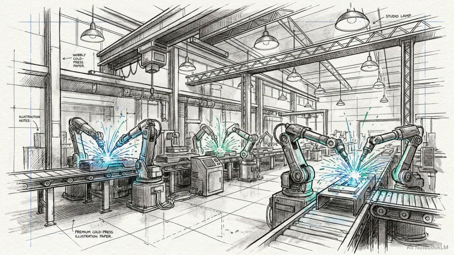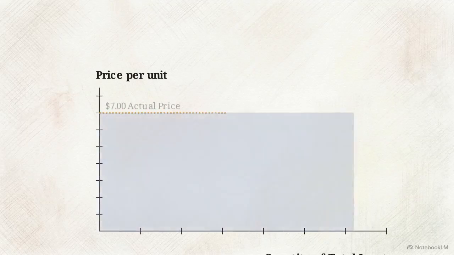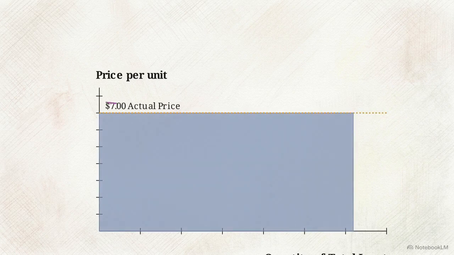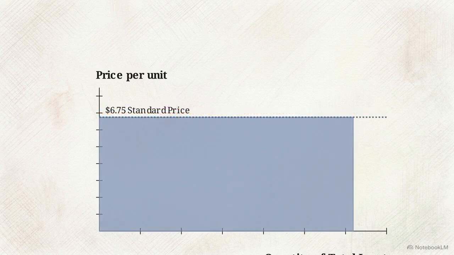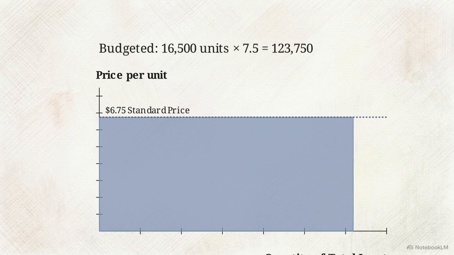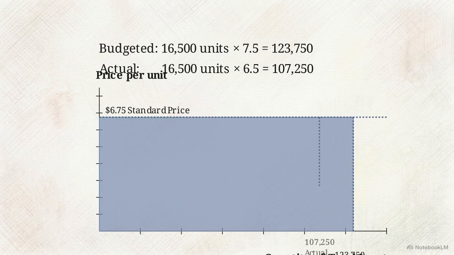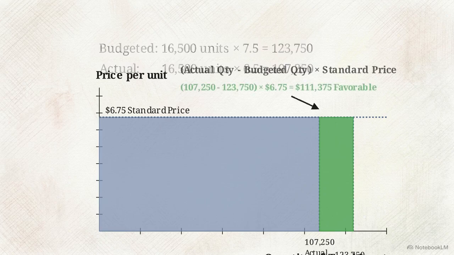We now shift our focus to the production floor to calculate the second half of the equation, material usage efficiency. To isolate production's efficiency, we ignore the actual $7 price paid. We hold the price constant at the $6.75 standard. Chowdown's standard allowance for 16,500 units at 7.5 materials per unit requires a total budgeted input of 123,750 units. In reality, actual usage was only 6.5 units of material per product. This dropped the total input to 107,250. This eliminated area is the quantity variance.